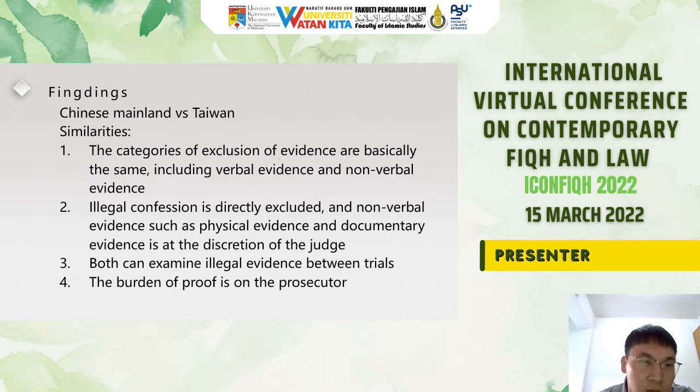And now we compare the Chinese mainland and Taiwan exclusionary rules. The similarities include four parts. Number one, the categories of exclusion of evidence are basically the same, including verbal evidence and non-verbal evidence. Number two, illegal confession is directly excluded, and non-verbal evidence such as physical evidence and documentary evidence is at the discretion of the judge. Number three, both can examine illegal evidence before trial. And number four, the burden of proof is on the prosecutor.